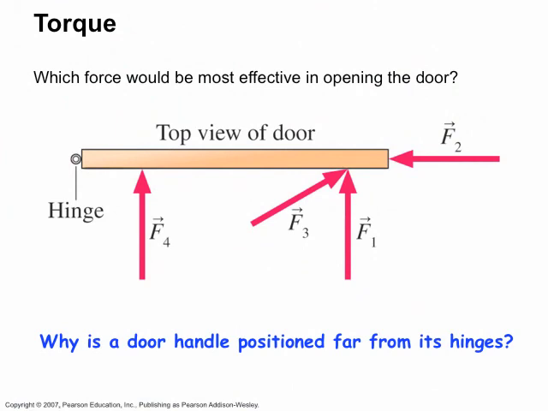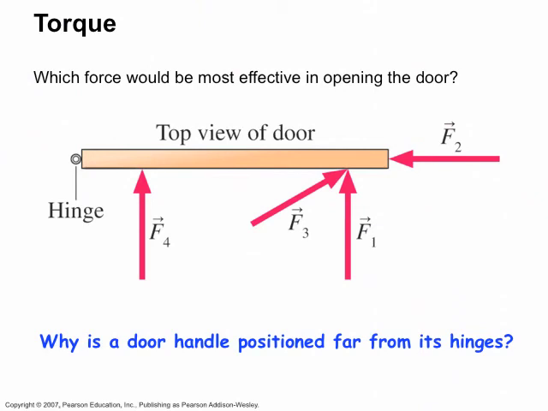Looking here at an overhead view from your text of a door. The door is attached to the hinge. The door rotates about the hinge, which we call the pivot point. We have four forces being applied to this door. Force 1 is far away from the hinge.